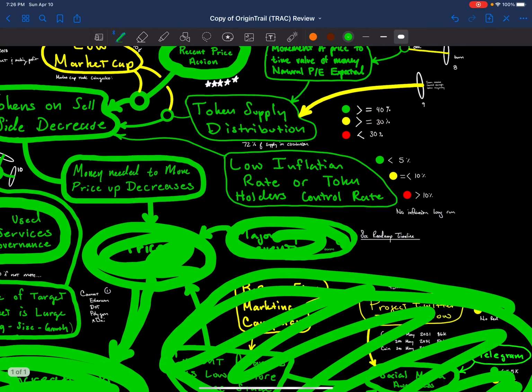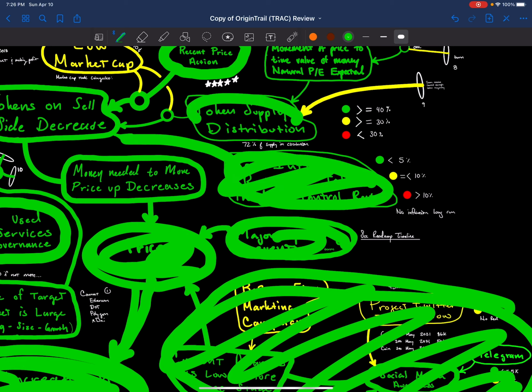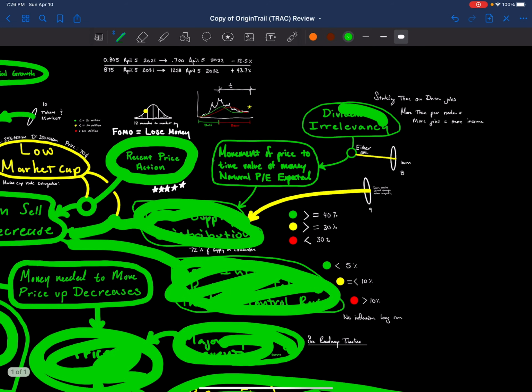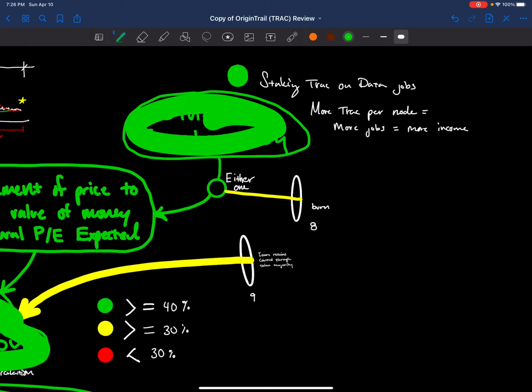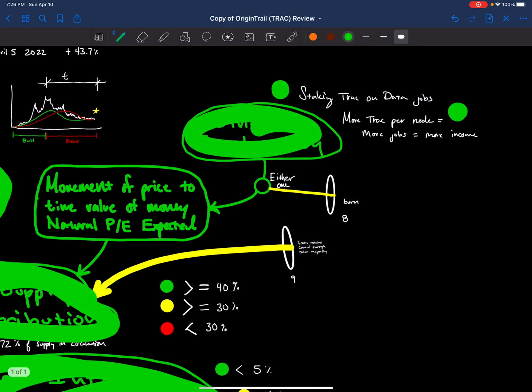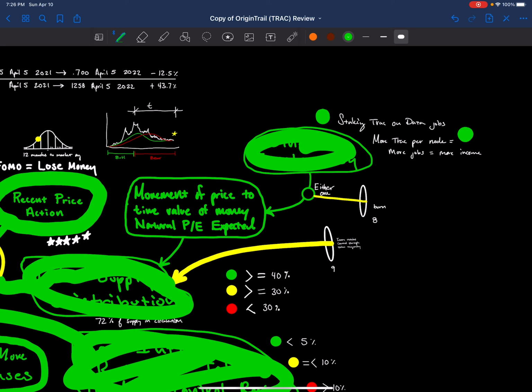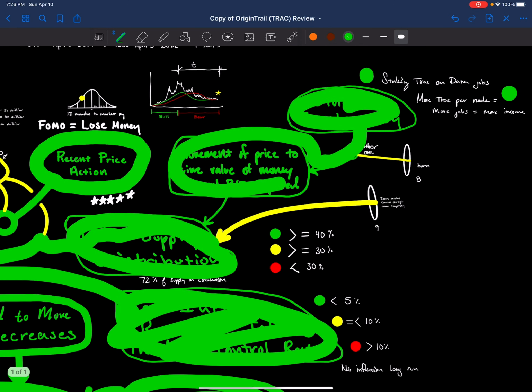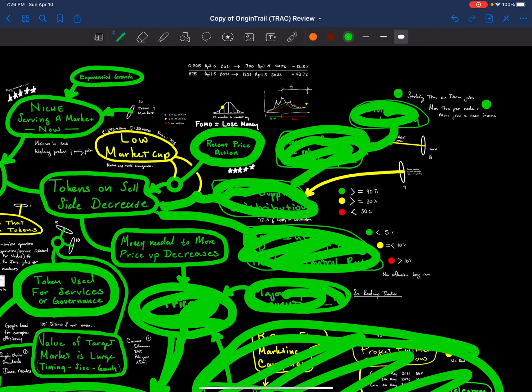Regarding inflation, there is no inflation in the long run. And the token supply distribution, 72% of the tokens are in circulation, so these are all good things. Dividend relevancy. Staking TRAC on data jobs allows you to earn TRAC tokens. So it is somewhat of a dividend in that sense, because in order to earn from servicing the layer, you do need to put up that collateral. So there's an ROI to putting up that collateral. It is somewhat like a dividend, so it should move the P/E ratios at some level.